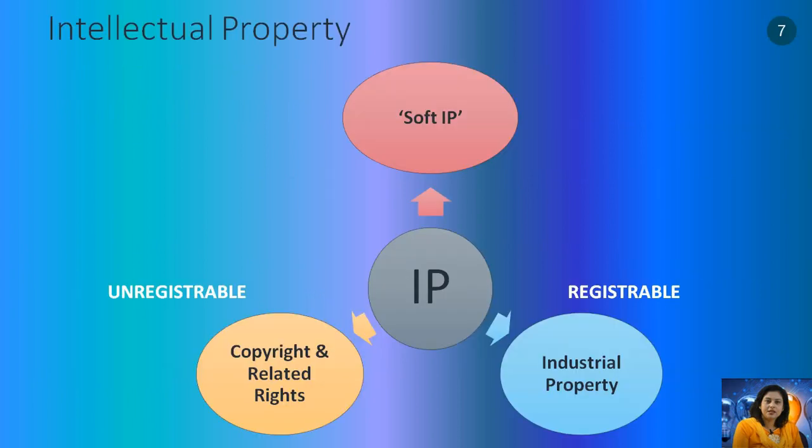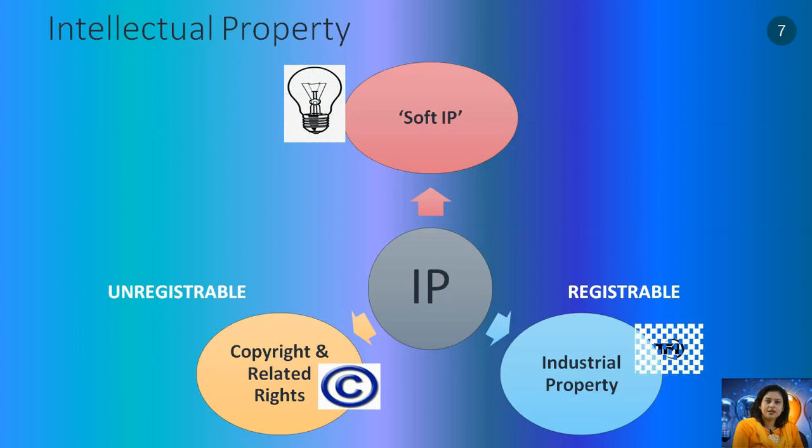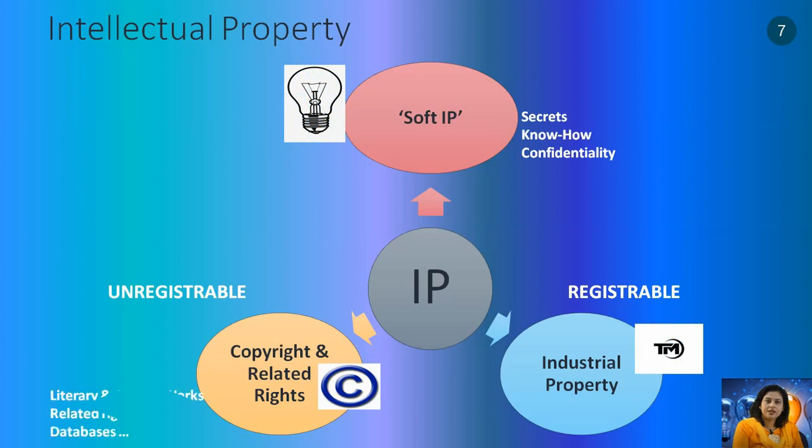There are three types of intellectual property. One is soft IP, the second one is copyright and related rights, the third one is industrial property. Soft IP relates to secrets, know-how and confidentiality. Copyright and related rights relate to literary and artistic works, related rights and databases, and industrial property relates to trademarks, patents, industrial designs and so on. We would be studying in details about the soft IP, copyright and industrial property in later lectures.